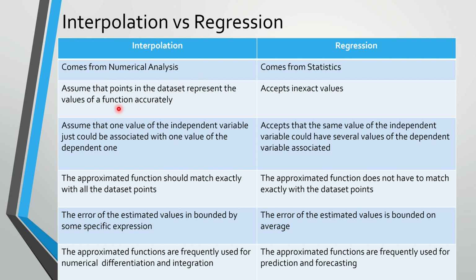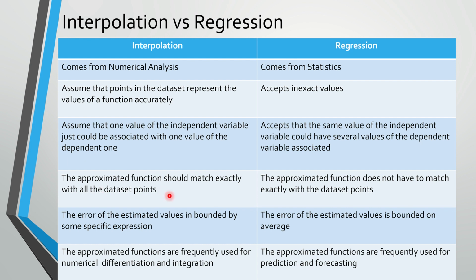Okay, the next difference is what it assumes. Interpolation assumes that points in the data set represent the value of a function accurately. Okay, whereas in regression the values might be inexact, right? Interpolation can assume one value of the independent variable which would be associated with one value of the dependent variable. Okay, the value of y will not be repeating. Meaning to say, for one value of x you will be having one value of y, right? Whereas in case of regression the data might be in the form, for one value of x you can have more than one value of y, right? For x equal to 1 you can have 3, for x equal to 1 you can have 4 as well, right? These are the statistical data.